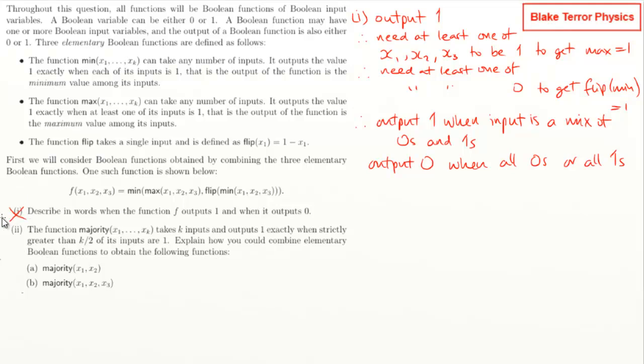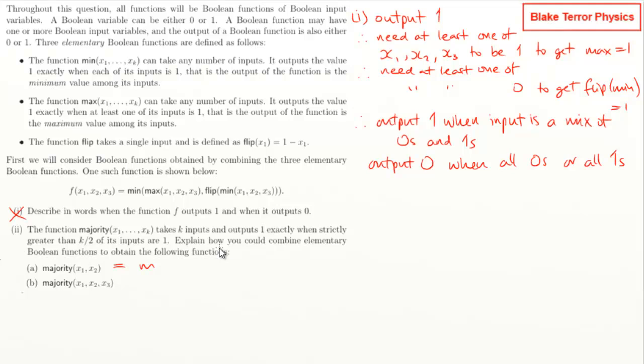All right, part 2. The function majority with k inputs outputs 1 exactly when strictly greater than half of its inputs are 1. Explain how you could combine elementary Boolean functions to obtain the following functions: majority x1, x2, and then majority x1, x2, x3. So for majority x1, x2, we have to have more than half of them equal to 1. So we need both of them. If they're both 1, we get a 1 out. And if they're not both 1, then we get a 0. Well, that's exactly the same as min.